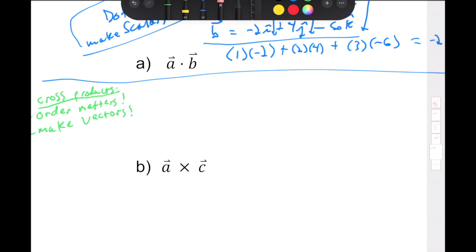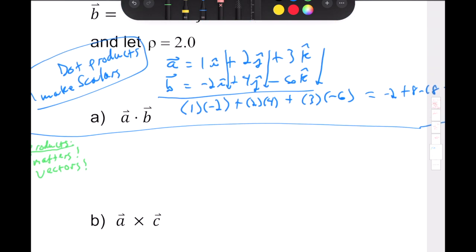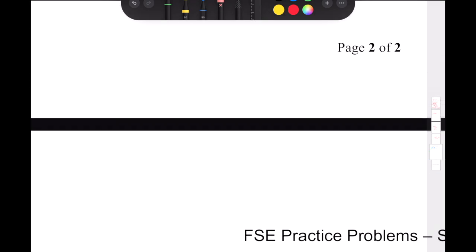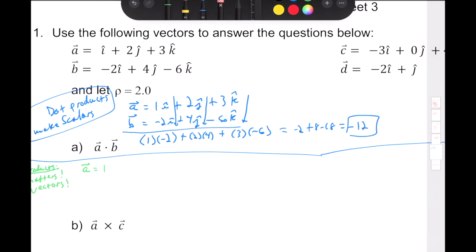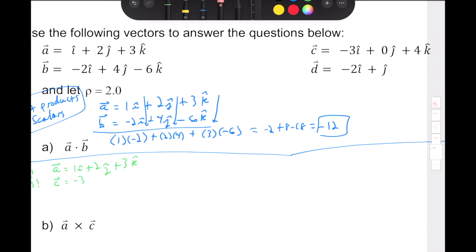So here we go. Here's how I do it. It's similar to what we did before, where I start off by writing the vectors on top of each other. And again, order matters here, so don't forget that. What was A? There it is. 1i hat plus 2j hat plus 3k hat. And C is negative 3i plus 0j plus 4k.